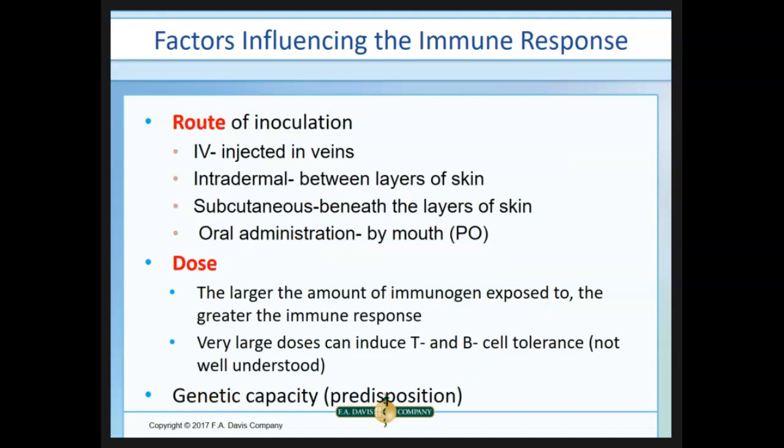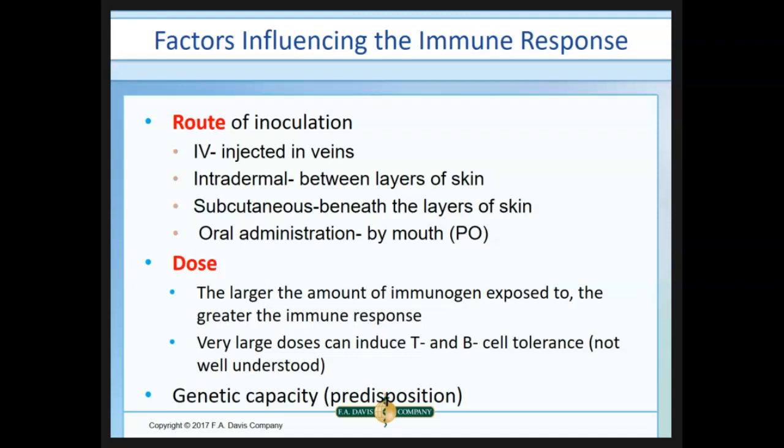The route of inoculation. There are several routes by which we can come in contact with antigens. It can be through intravenous inoculation, which means it's injected right into our veins. Intradermal is between the layers of skin. Subcutaneous is beneath the layers of skin. And oral administration is by mouth. The route of inoculation is mostly talking about vaccinations, or in particular, maybe the tuberculosis skin test. That would be a subcutaneous or intradermal test.